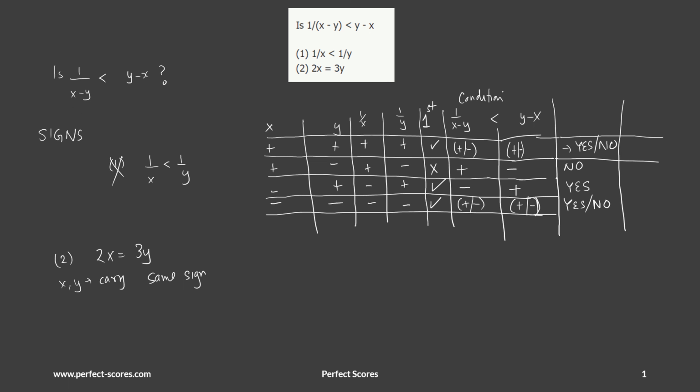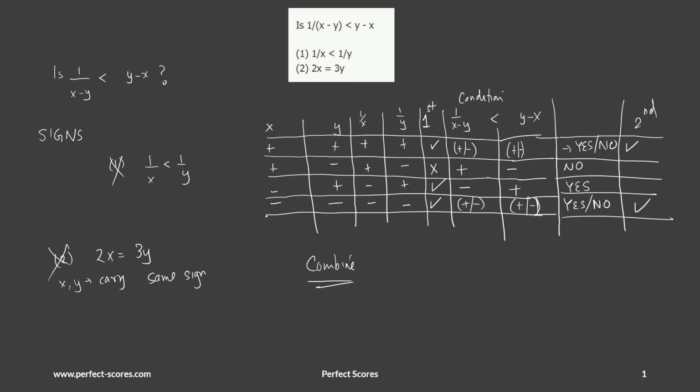Let's just stretch our table a little bit, right? So in the second statement, both carry the same sign. So that means either this has to be true and this has to be true. So again, they both can give me a yes as well as a no, which means this is also insufficient. So now we combine both the statements.